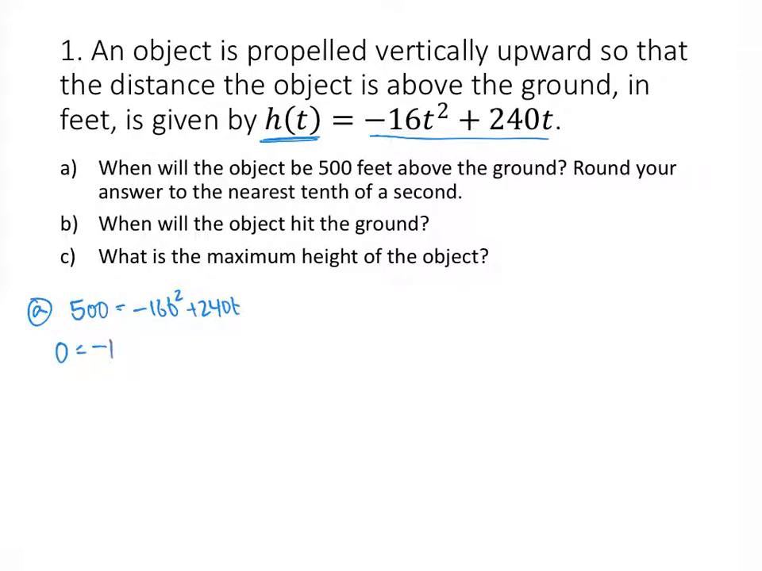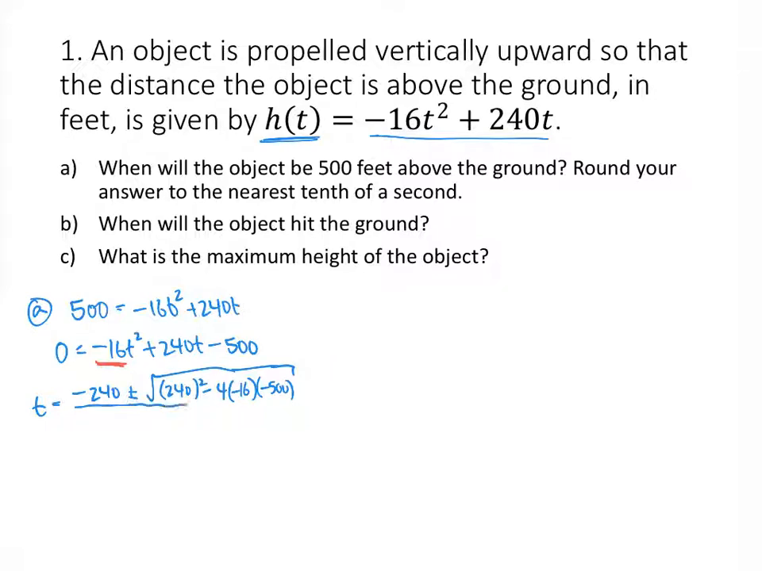Subtract 500 from both sides, and we get negative 16t squared plus 240t minus 500. Now, since the coefficient of t squared is not 1, we shouldn't really try to factor this, so we're just going to go ahead and use the quadratic formula. Our solution is going to be t equals negative b, so negative 240, plus or minus the square root of b squared, so 240 squared, minus 4 times a, which is negative 16, times c, which is negative 500. There are lots of minus signs kicking around in this one, so we just have to be careful. And then divided by 2a, 2 times negative 16.